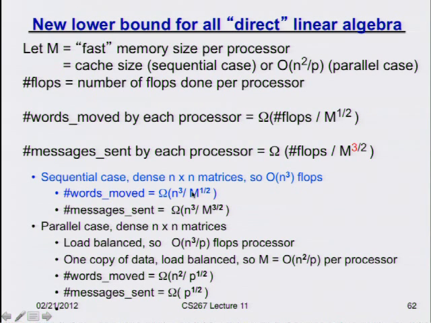Just to remind you, here's the sequential case. The number of flops is n cubed, and m is the cache size, so it's n cubed over m. In the parallel case, with n by n matrices spread over p processors, if it's load balanced, every processor is going to do n cubed over p flops. And there's going to be 1 copy of the data. Every processor owns an equal amount of that. So the local memory is n squared over p. If I plug that in, n cubed over p and n squared over p, this is equal to the number of words moved. And there's the number of messages. So those are the 2 lower bounds. And the question is why? It's a nice, elegant, simple proof. So I just thought I would finish that topic.